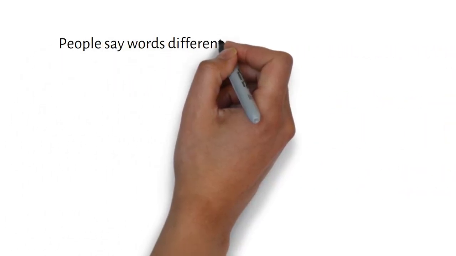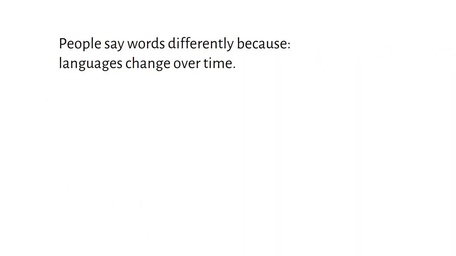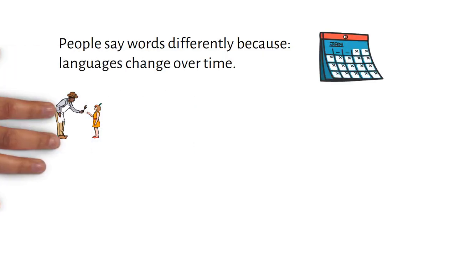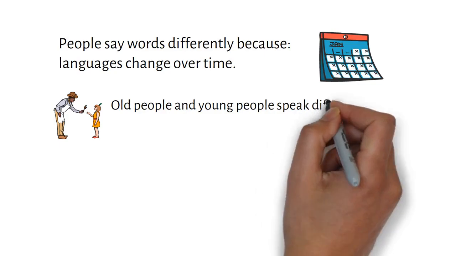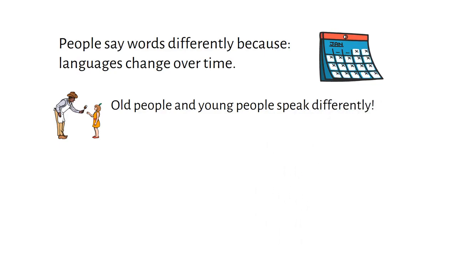Okay, what is the other piece of advice? Another reason people say words differently is that languages change over the years. Sometimes older people and younger people pronounce words differently. In 30 years, the language will be like young people say it today.